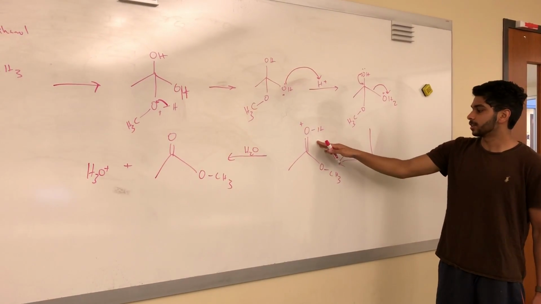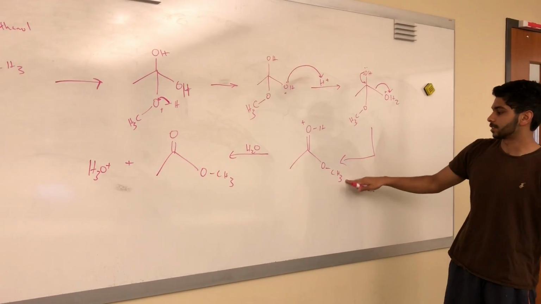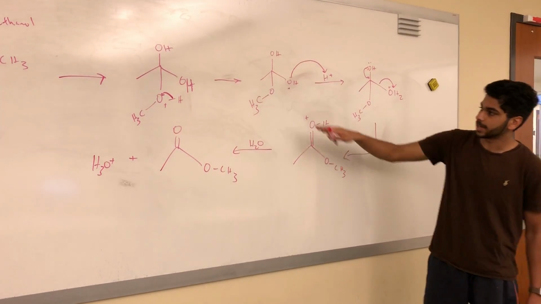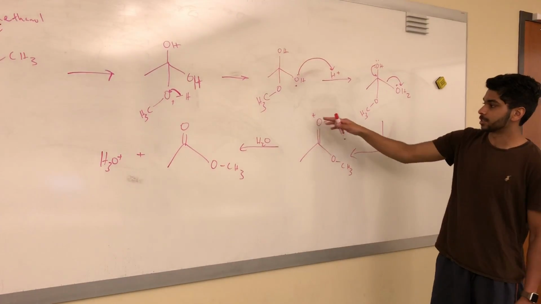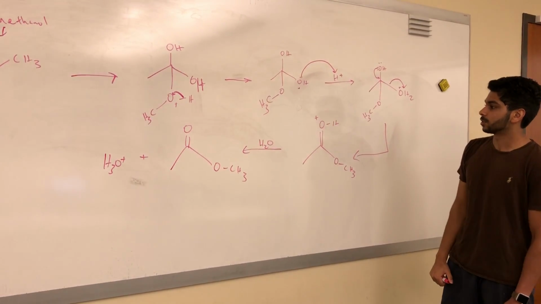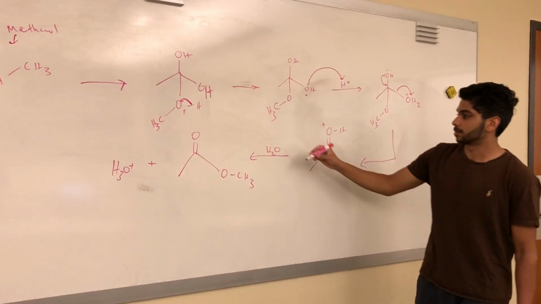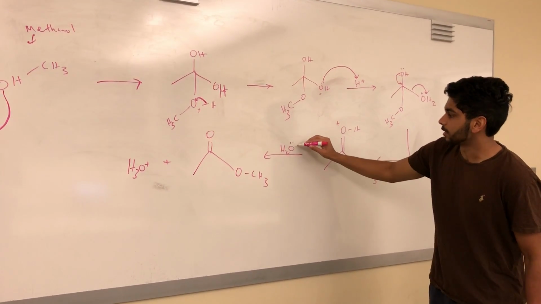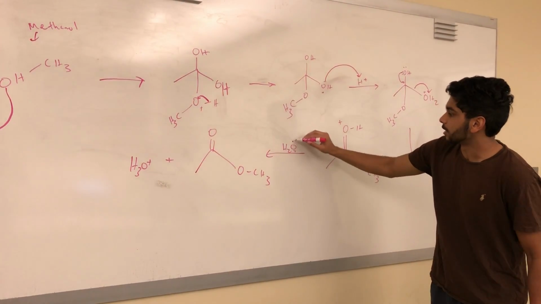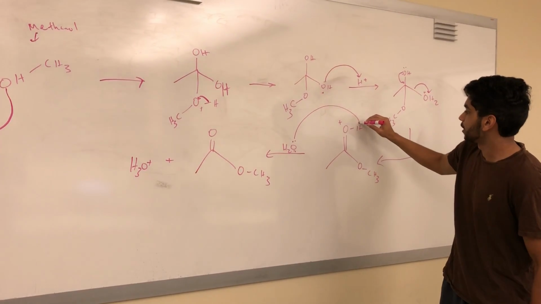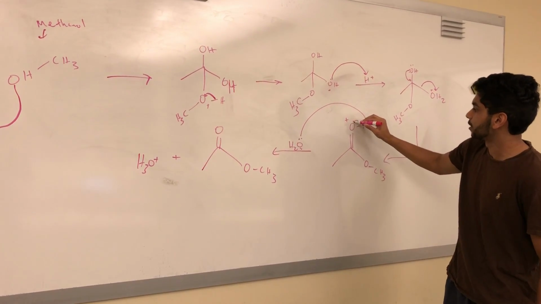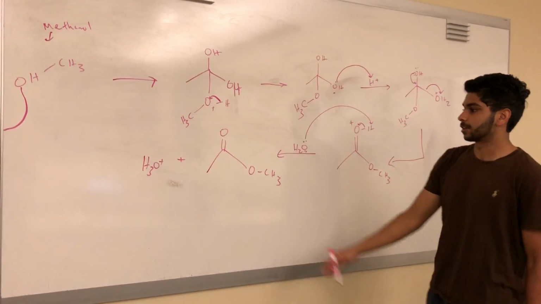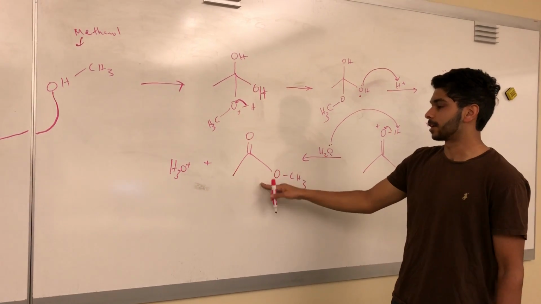You have a double bond. You have this OCH3 group that's been attached from here, but this is still positive. So we need to get rid of this positive charge. So water is going to come in, and the lone pair on water is going to take this hydrogen here, and this bond's going to break and come onto this oxygen here. And now you're going to finish with this final ester group.